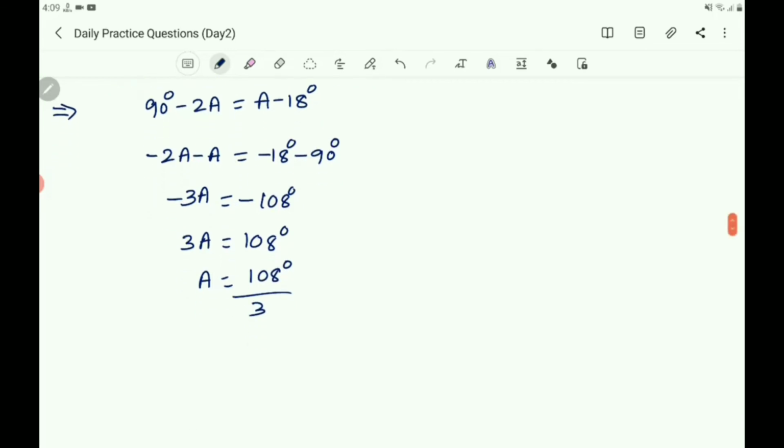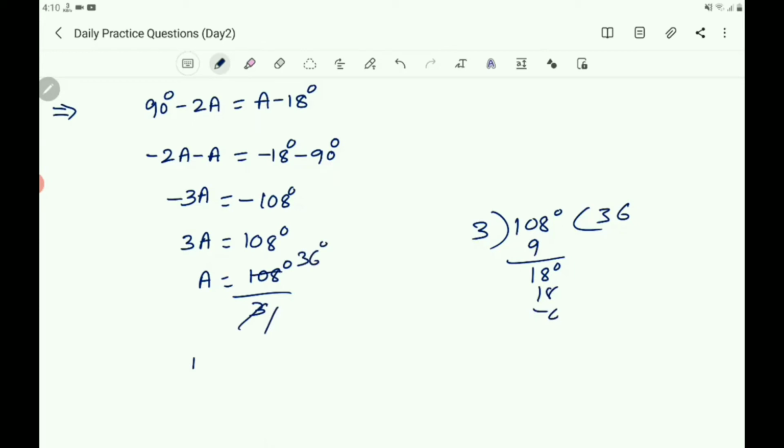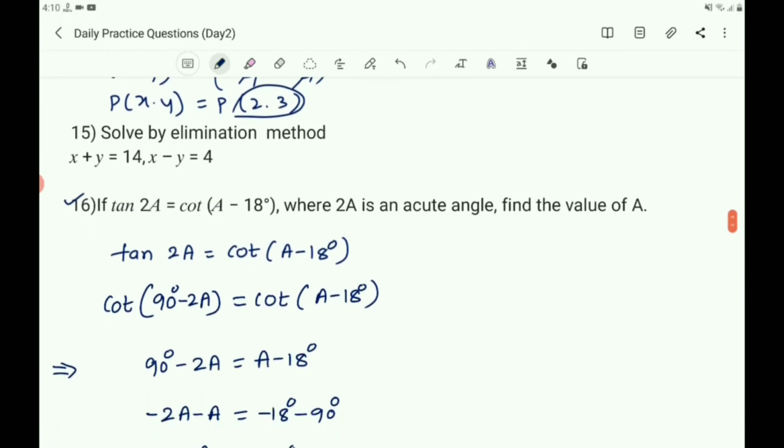Then you try to cancel here. 108 degrees divided by 3. 3 3s are 9. 1 8 throws 3 6 are 18. So you will get 3 1s are 3, 36 degrees. So you got a equals what? 36 degrees. A equals 36 degrees. In this way, by converting both LHS and RHS into the same trigonometric ratio, we got the value of a.